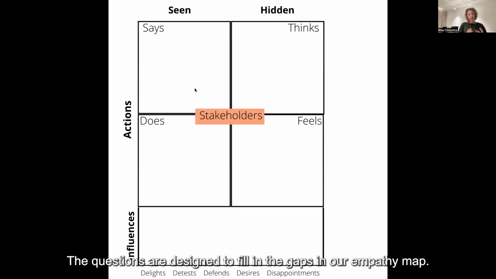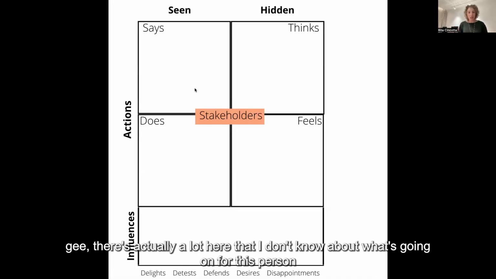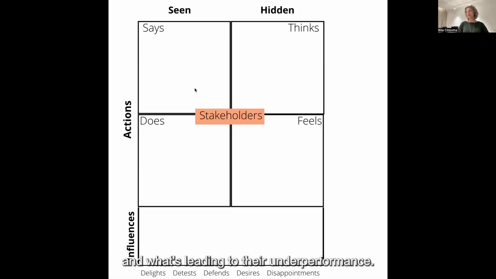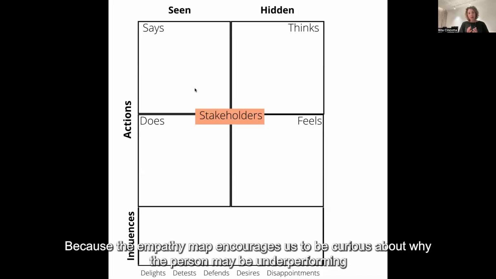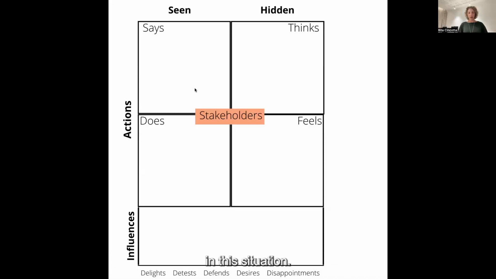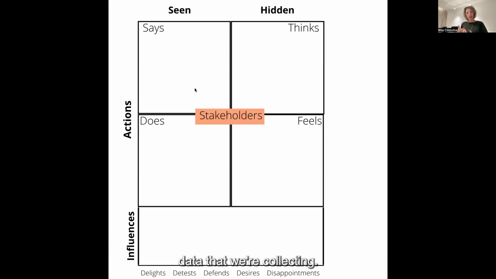The questions are designed to fill in the gaps in our empathy map. When you were putting in that data in the initial stage 1, you might have been thinking, gee, there's actually a lot here that I don't know about what's going on for this person and what's leading to their underperformance. If that happened to you, that's exactly where we want you to be, because the empathy map encourages us to be curious about why the person may be underperforming in this situation. It creates a gap between the judgment that we make and the data that we're collecting.